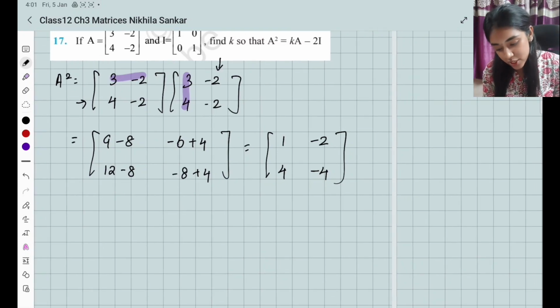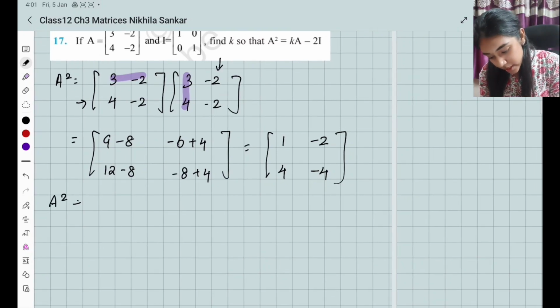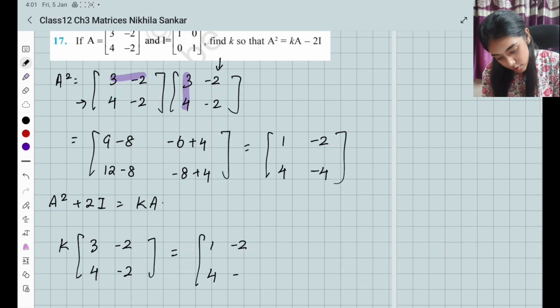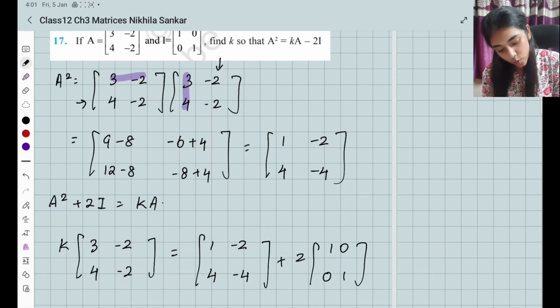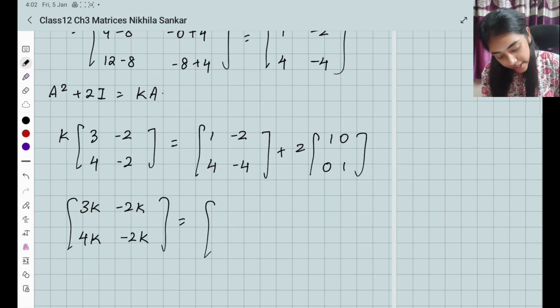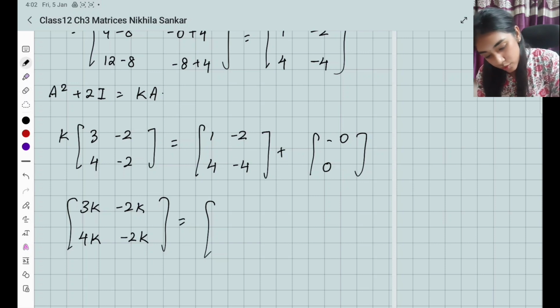Now, A squared equals kA minus 2I. Let me substitute in the equation: A squared plus 2I equals kA. Correct? So k times the A matrix, [3, -2; 4, -2], equals A squared, which is [1, -2; 4, -4], plus 2 times I, which is [1, 0; 0, 1]. When I multiply k inside, 3k, minus 2k, 4k, minus 2k. Multiplying the 2 in, I'll have [2, 0; 0, 2].